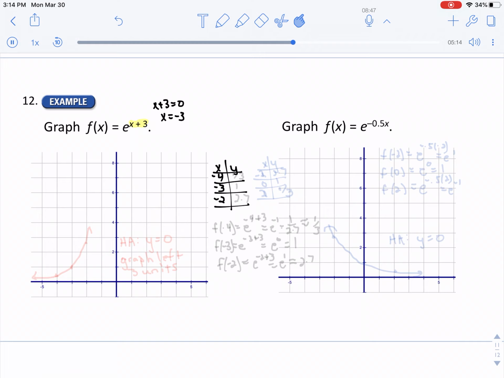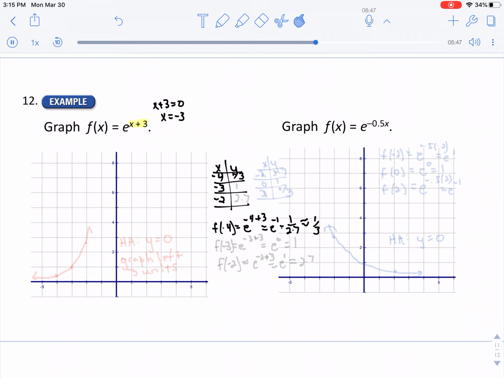So we're going to find f of negative 4. And f of negative 4 would give us e to the negative 4 plus 3 power, which is e to the negative 1 power, which is 1 over 2.7. And we're going to say that's approximately 1/3, and then put 1/3 into our t-table.